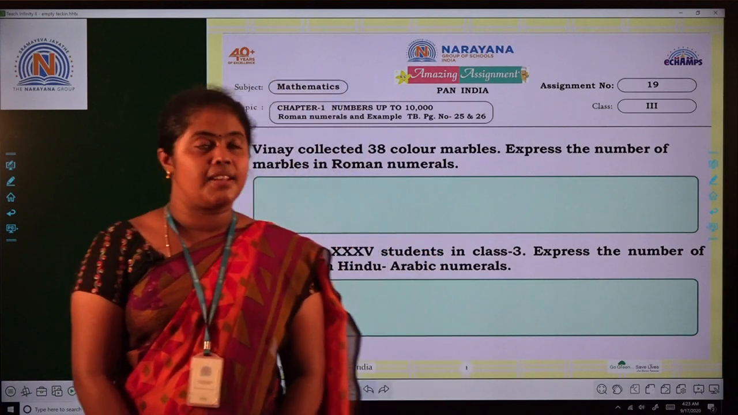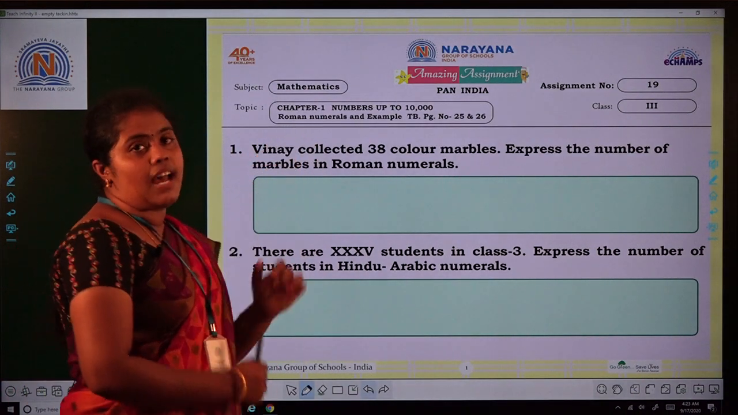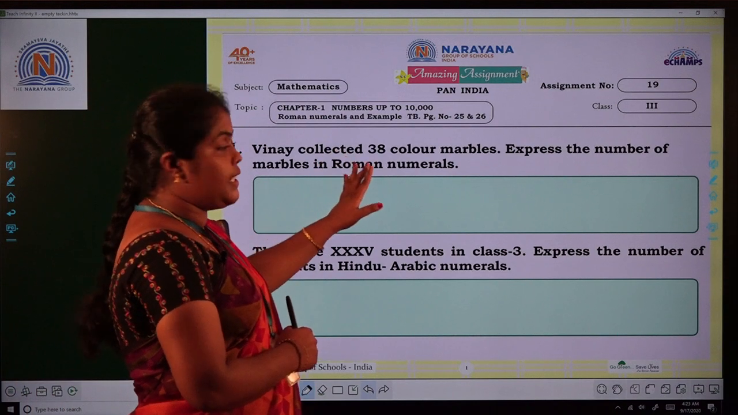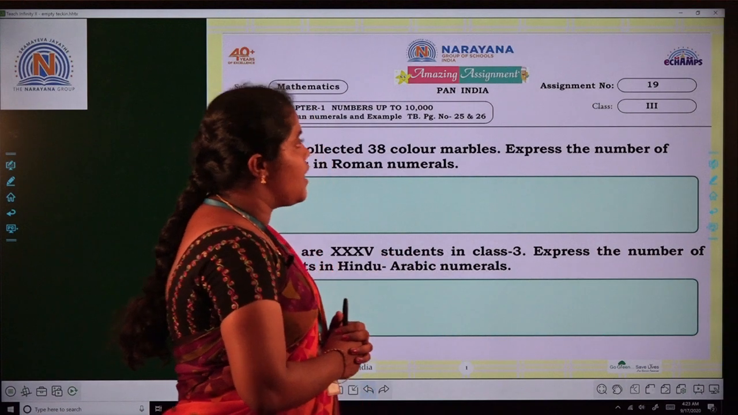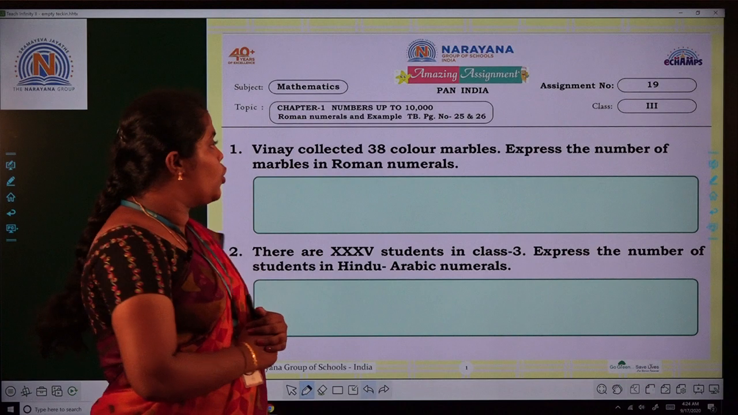Today we will do amazing assignment 19 in our math textbook. Chapter 1, numbers up to 10,000. First one is Vinay collected 38 color marbles. Express the number of marbles in Roman numerals.